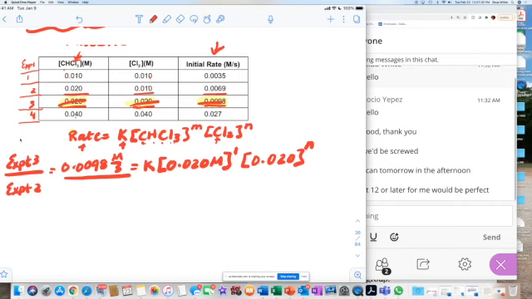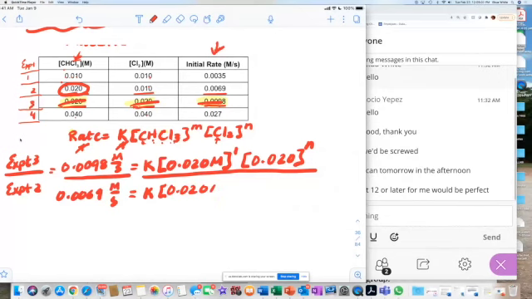Do the same thing for experiment 2. For experiment 2, I'm starting with this number here, 0.0069 m over s equals k. And then my top number is, oh wait, this number, so I'm done with this. This is done, rate, k. Now I have to do CHCl3, that's going to be this number right here, 0.020 m raised to the power 1, right? And then the next one, 0.010 raised to the power n. So I did this number already.